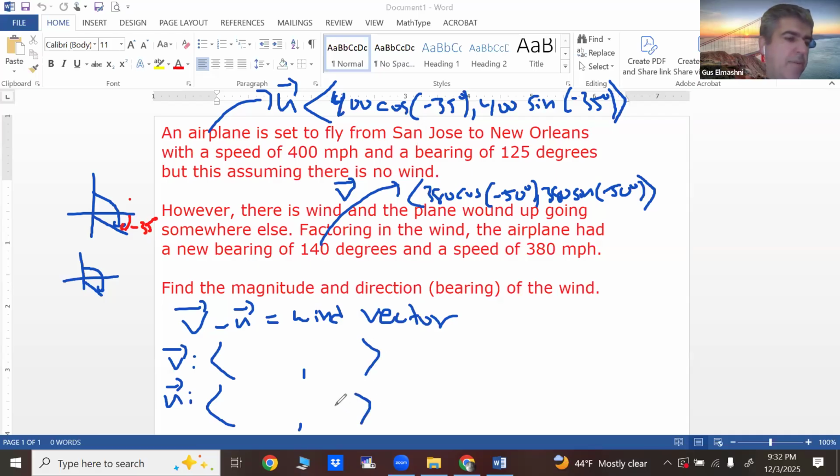I had this worked out earlier. Actually, let's work it out again. So if I do 400 cosine negative 35, I get 327.66. I repeat that with sine, I get negative 229.43.